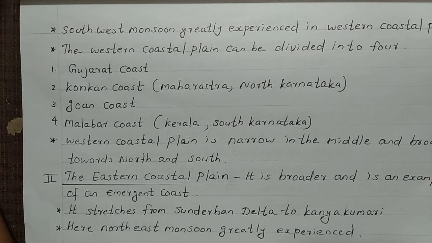Eastern Coastal Plain is an example of an emergent coast. It is just opposite to the Western Coastal Plain. Western Coastal Plain is a submergent coast, but Eastern Coastal Plain is an emergent coast. It is broad, and it stretches from Sundarban Delta to Kanyakumari, extending from West Bengal to Kanyakumari. Here the northeast monsoon is greatly experienced.